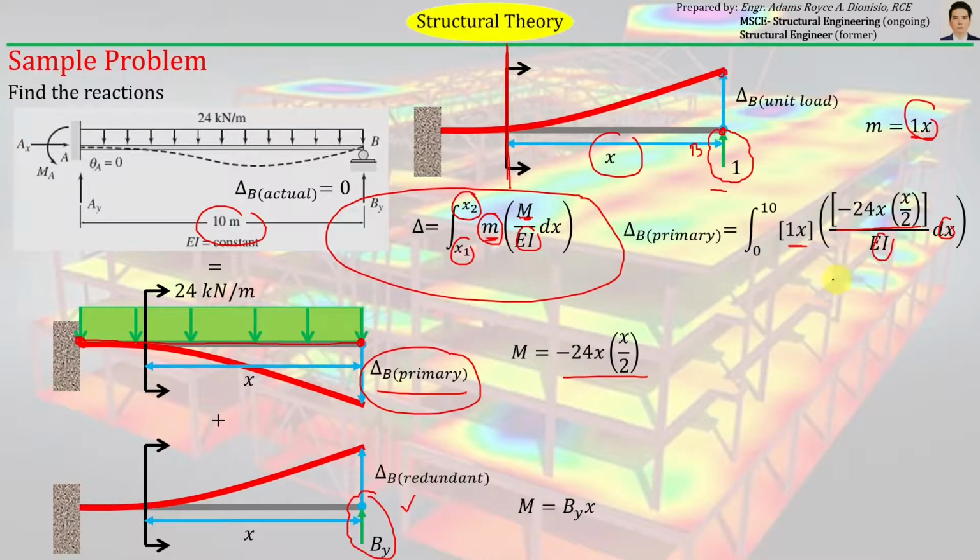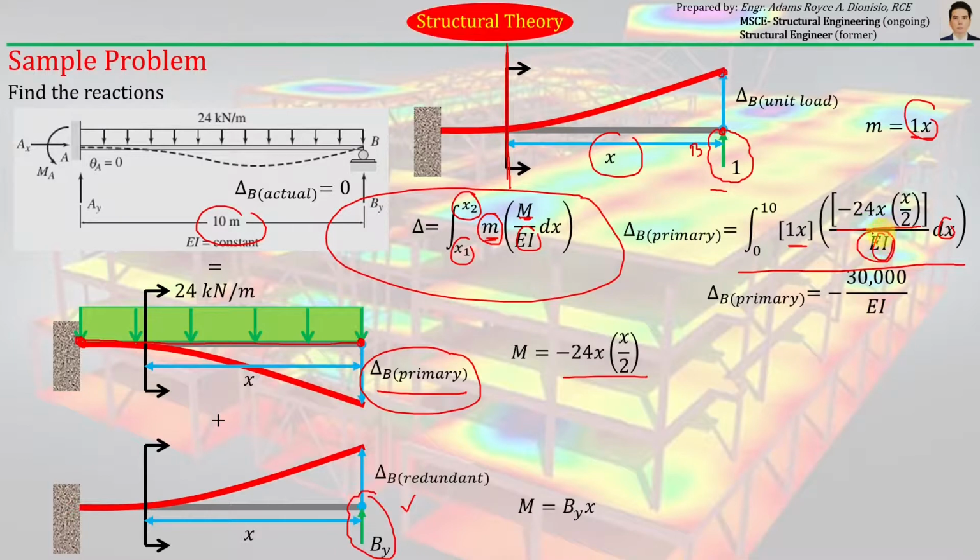So solving for this integral using your calculator, the answer will be equal to negative 30,000 over EI. We can see here the EI will just remain because it is constant. We can move it outside of the integral sign. So the answer will be negative 30,000 over EI.